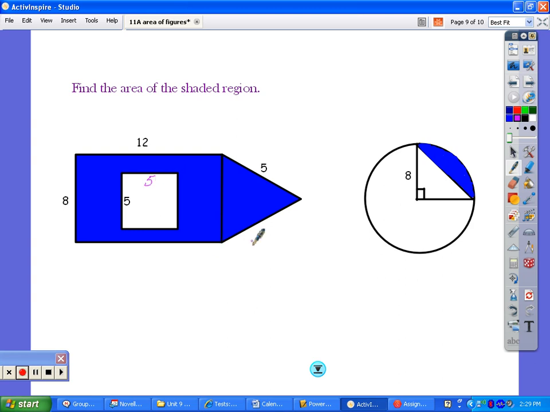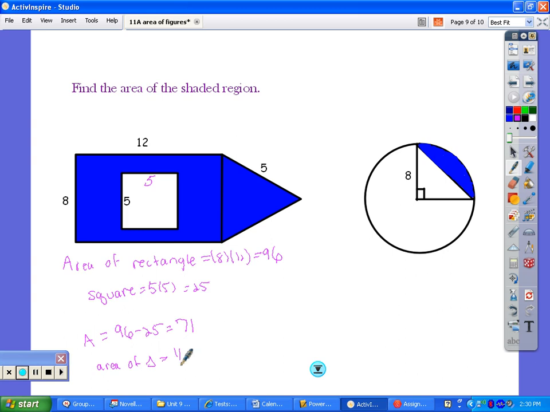Okay. So when we do this, for the first part, our rectangle, we would take the area of the entire rectangle, which would be 8 times 12, which is 96. The area of the square would be 5 times 5, which is 25. And so our area would be 96 minus 25 for that part of the shape. So that's 71.